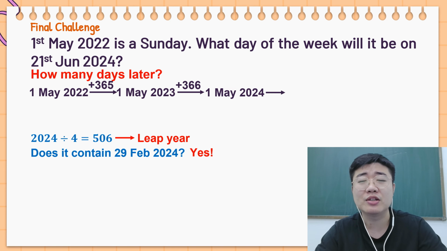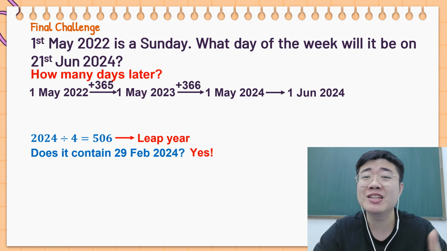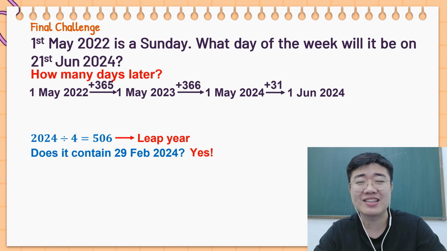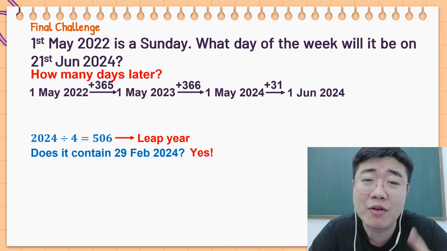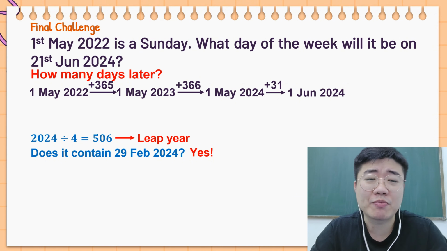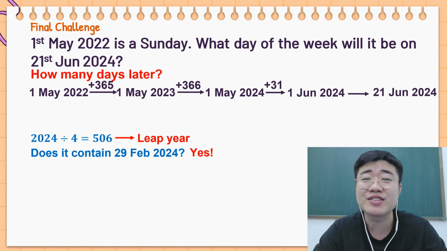1st of May 2024, then 1st of June 2024. How many days are there? Very good. This will be 31 days later. This is for the month of May. After that, the final step, we move on to 21st of June.